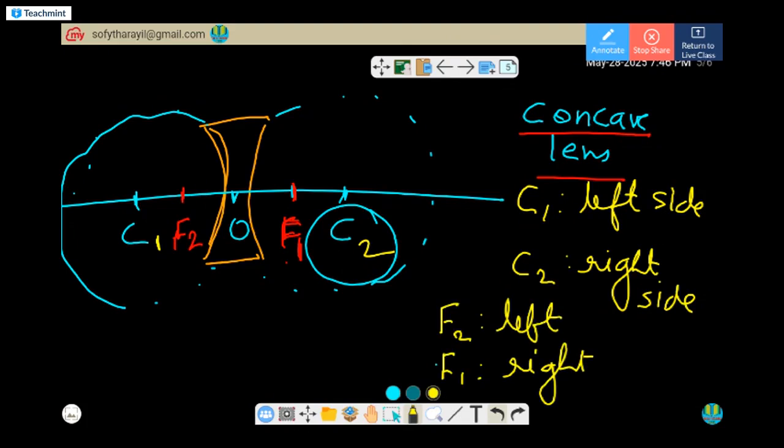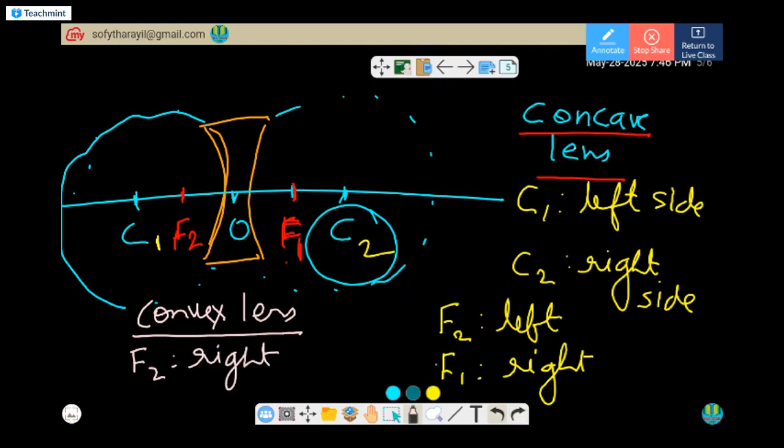And the same thing, just do for convex. I just missed out that. So when you have written convex lens, if you have considered C1 on the right side, write F2 also on the right side for convex lens, okay? And F1 will be on the left side.